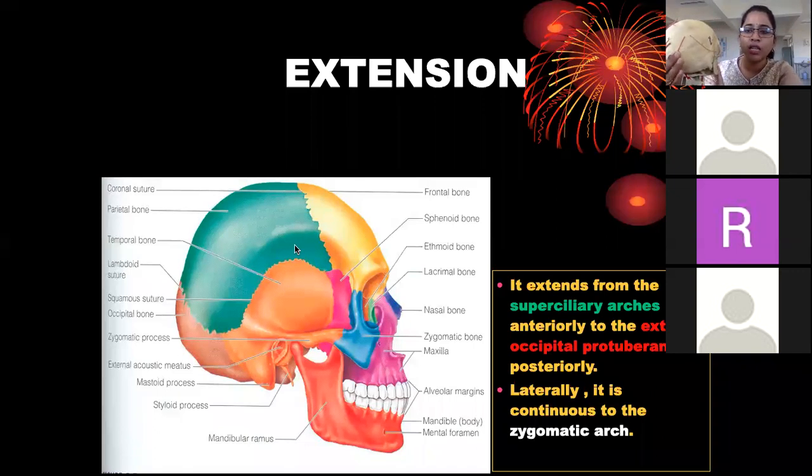Here. So till the external occipital protuberance the scalp is extended, and on the lateral sides till where is it extended? Till the zygomatic arch. So this is the zygomatic arch, which is an extension from the zygomatic bone. So till here your scalp is extended. That is the extent of the scalp.